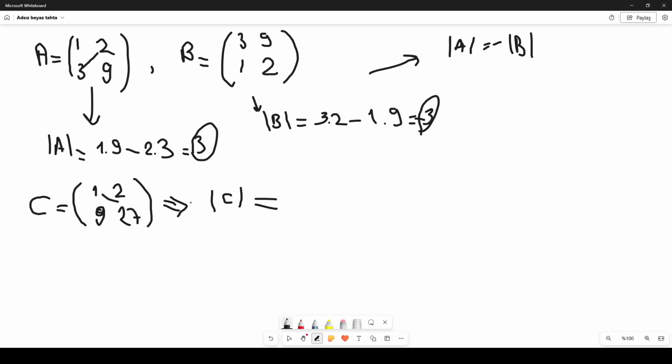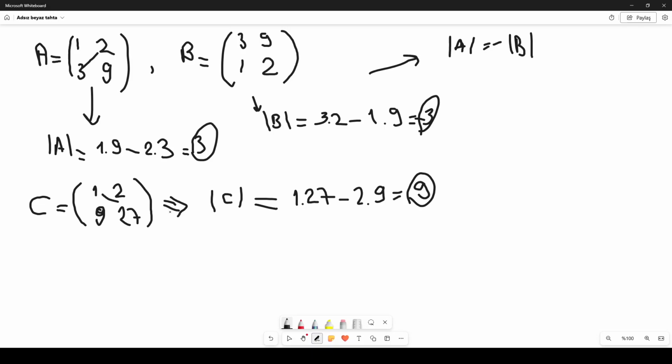Again, we have a 2 by 2 matrix. It is easy to compute the determinant in the case of 2 by 2. That's why I chose the size 2 by 2. So 1 times 27 minus 2 times 9. 27 minus 18. Now we have 9. So the determinant of matrix C is equal to 9.